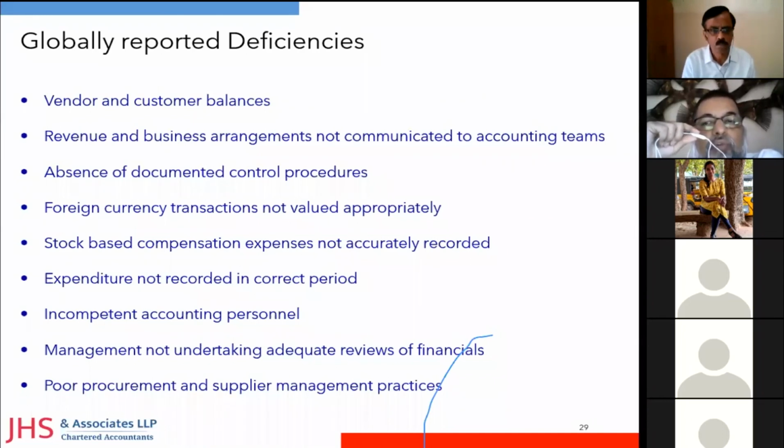Next is absence of documented control procedures. Where there are no standard operating procedures, no risk and control matrices, no flowcharts, then auditors are going to qualify. Third is accounting for foreign currency transactions. Most of the organizations don't understand how to translate the foreign currency transactions effectively and record them in the books of accounts, and translate them as per the accounting standards on 31st March and recognize the differences. So here's a vulnerable area which auditors pick up.